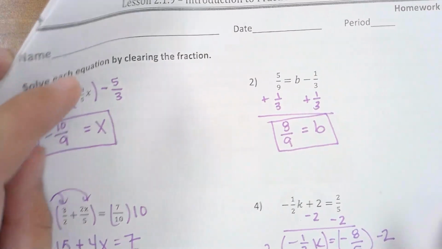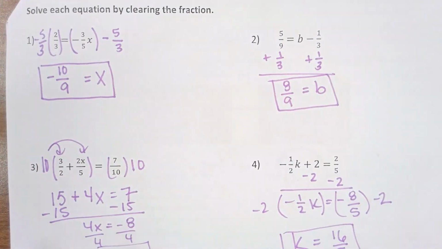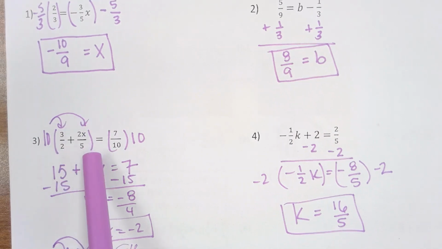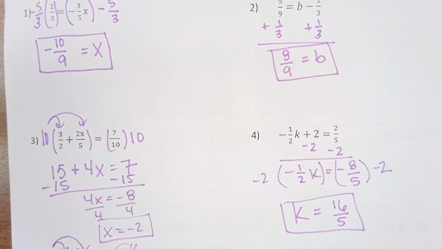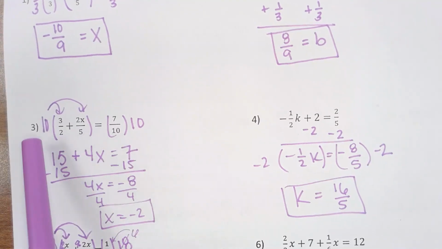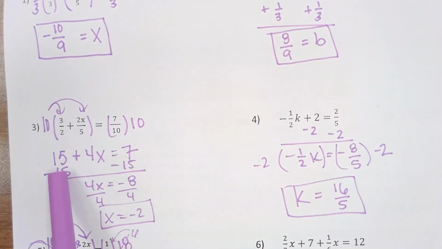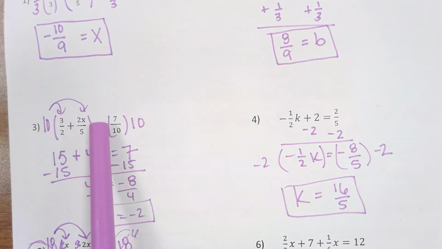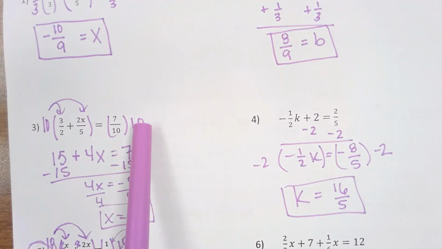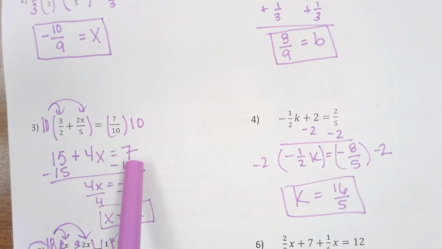Number 3, this is one of those situations where you did have to get rid of the fractions first because of this 2x in the numerator and a denominator down there. So your least common multiple should have been 10. And then when you took that 10 times the 3 halves, you should have got 15. 10 times the 2x over 5, you should have got 4x. And then your 7/10 times 10 gave you 7. And then when you solved it, you should have got negative 2.